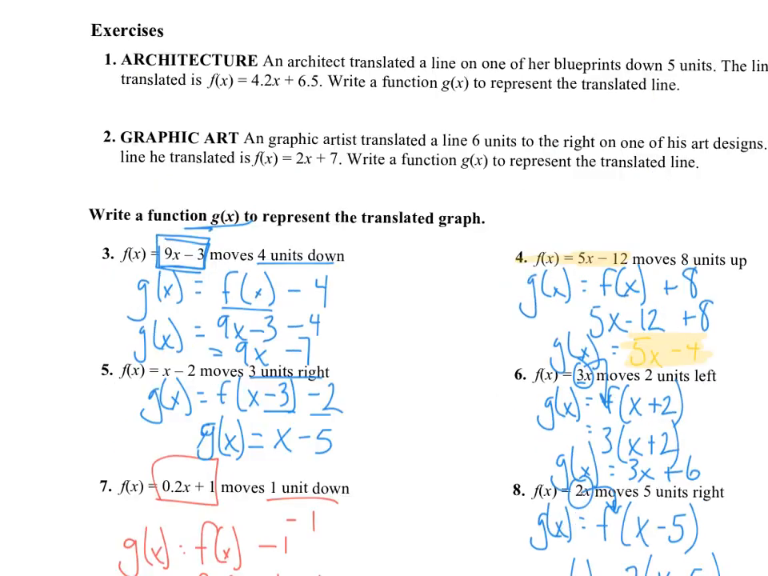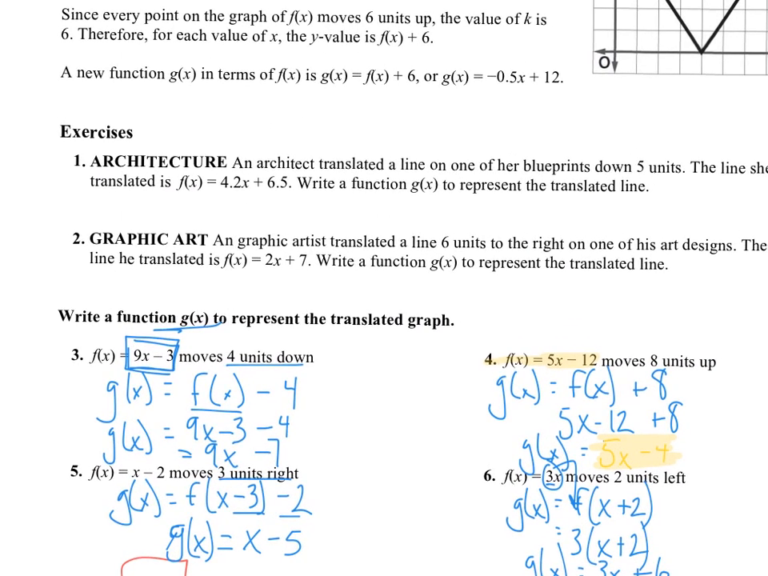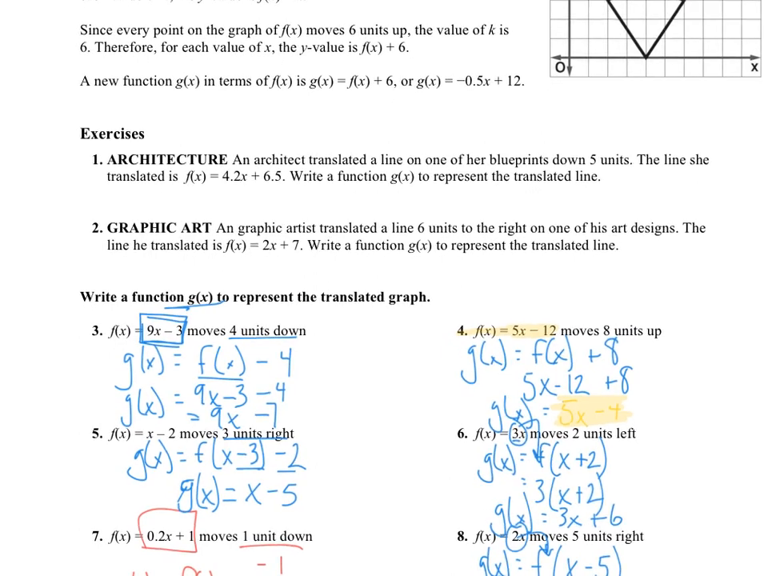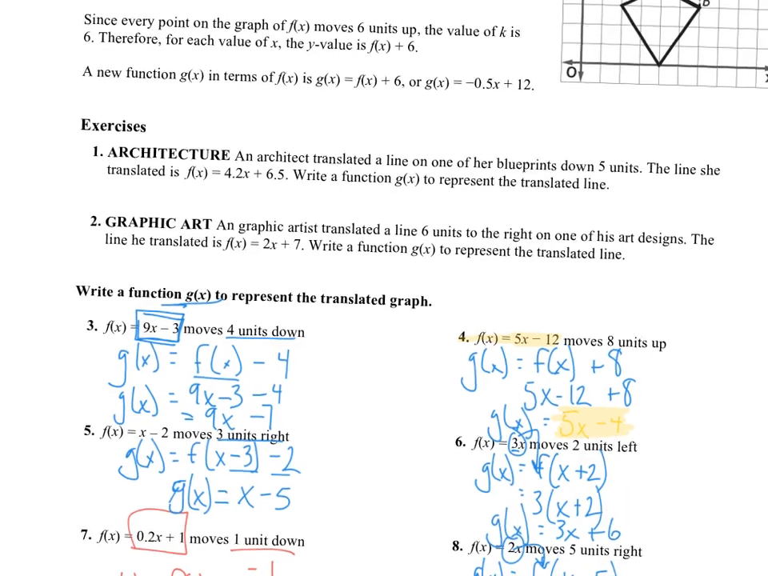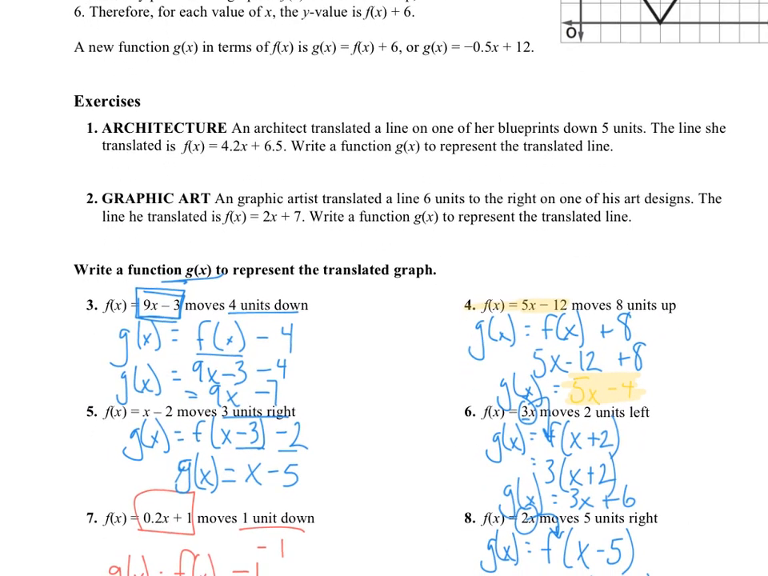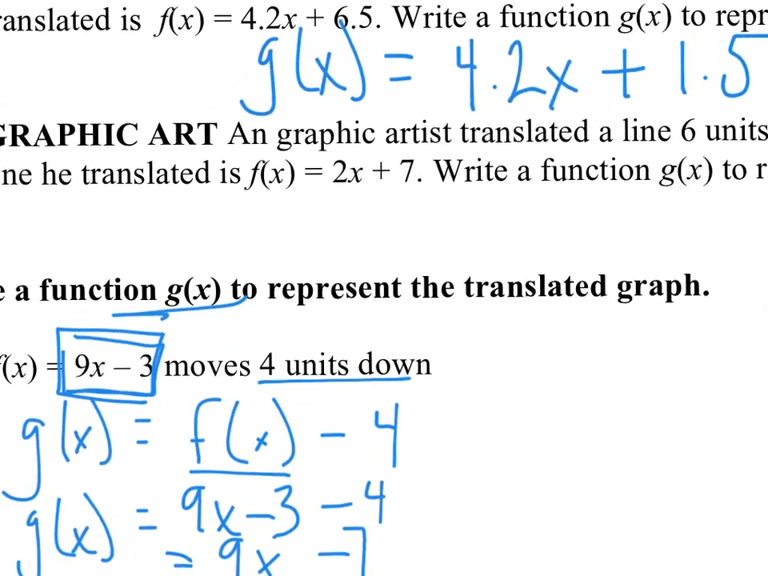Okay. If you guys want to try 1 and 2, do that. Again, they're just word problems, but they tell you what the function is, and we've got to write a new function, g of x, on number 1 that's translated down 5 units. On number 2, a line that's 6 units to the right. If you want to pause, do both of those, you can. Number 2 is more challenging than number 1. So when we solve the first one here, I'm just going to tell you g of x should be 4.2x plus 1.5.